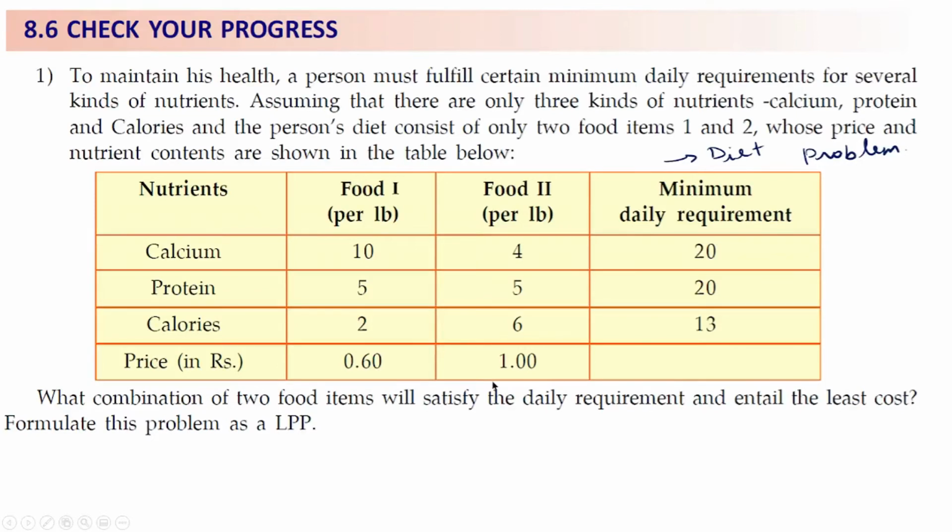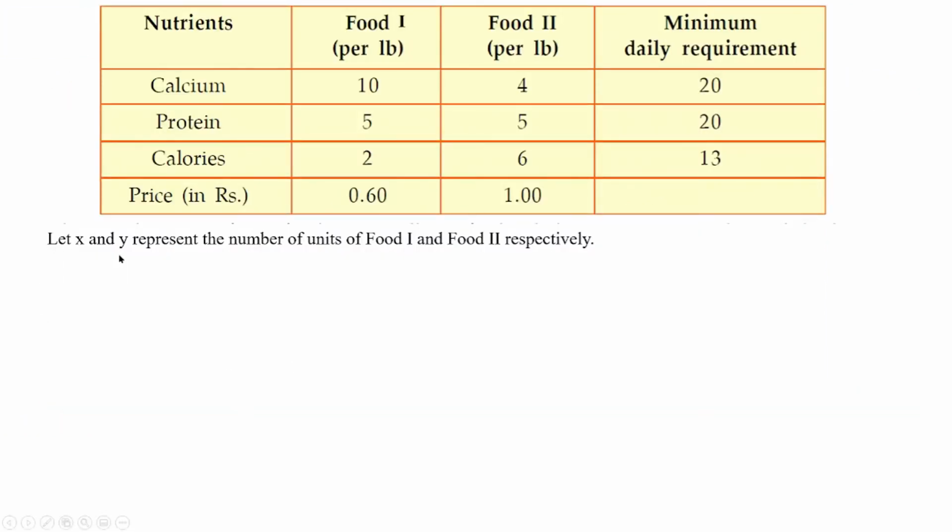Now let us formulate this. Let x and y represent the number of units of the first food and the second food respectively. So the objective is we have to minimize the total cost. So the objective function is given by minimize z is equal to 0.60x plus 1.00y. So we have to minimize the total cost subject to the constraints.